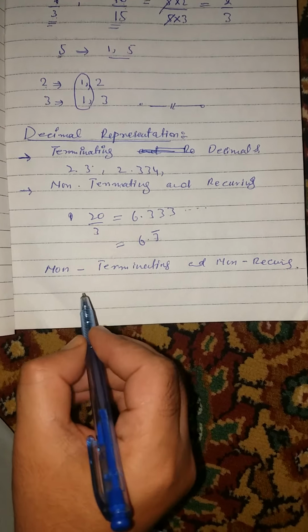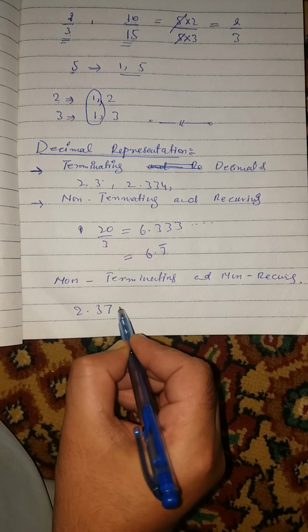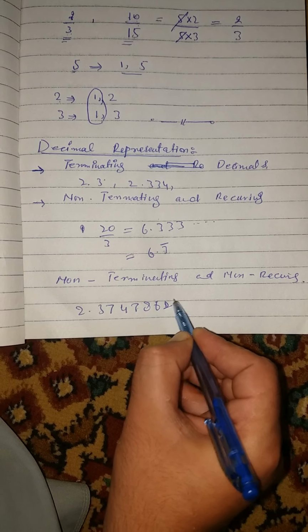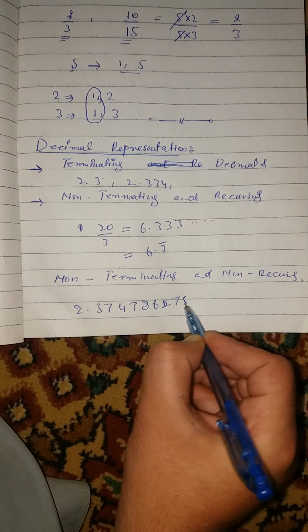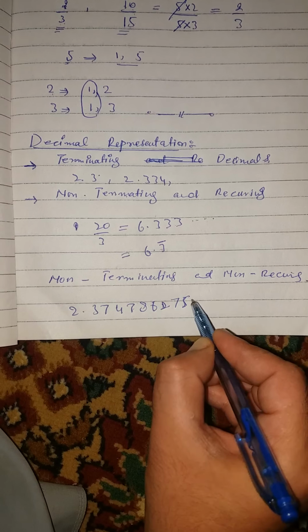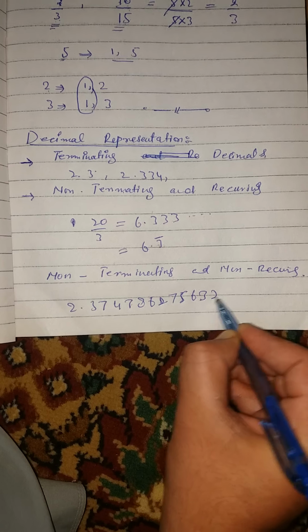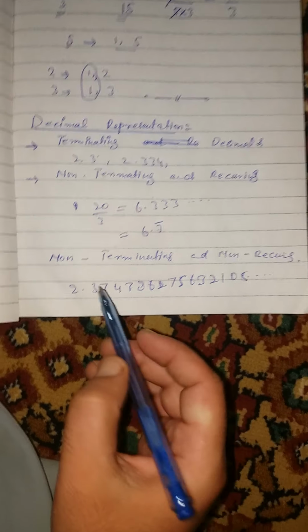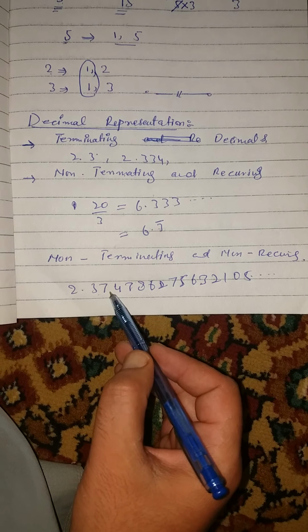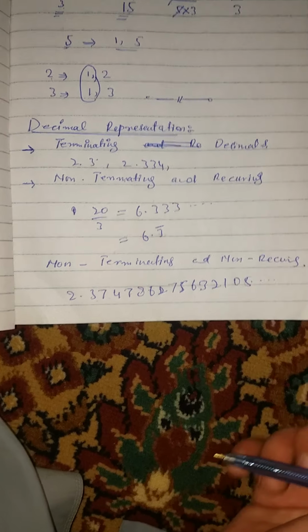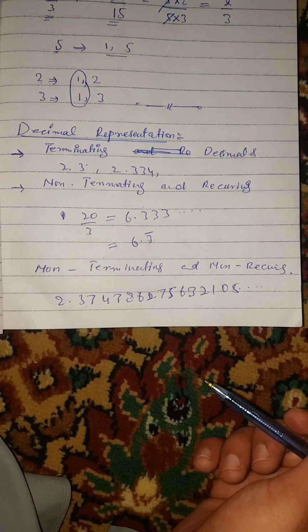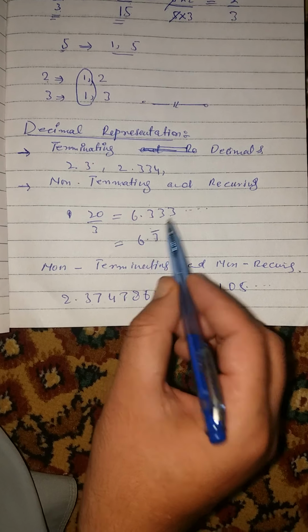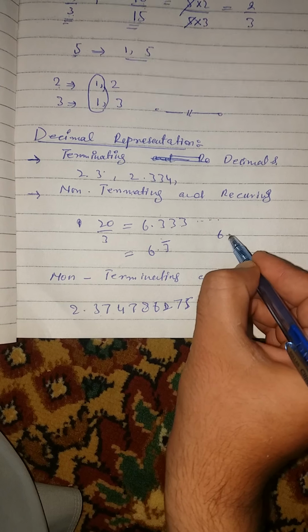Suppose I have 2.3748782735 like 632105. Now this is going on. 2.37, here is 3 7 4 7 4 8. All these are different decimals, so none of them is reoccurring, like in the case of 6.3 recurring.